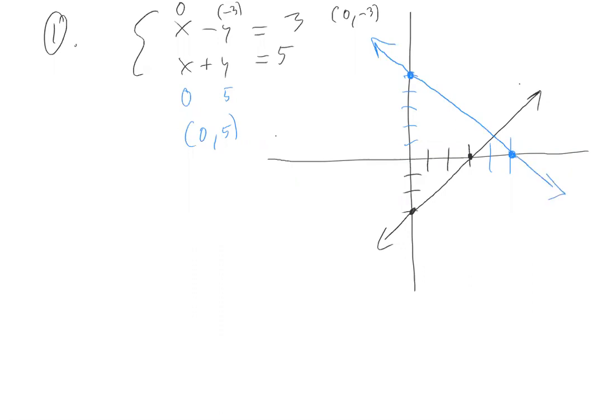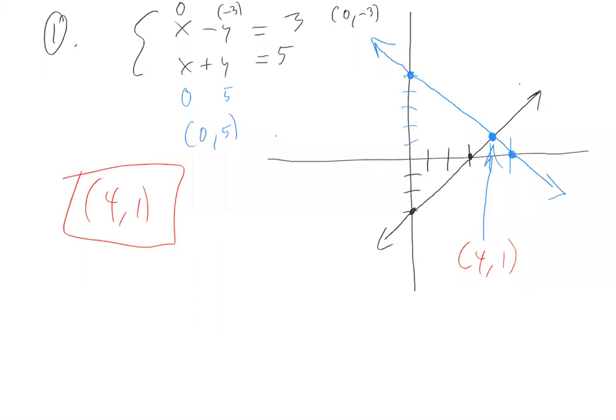Now, what we need to do is find out where that line crosses the other line. If you look carefully, you'll see that the lines cross each other right there, and the crossing point is (4, 1). The x value is 4 and the y value is 1. So the solution set where the lines cross each other is (4, 1). That's how you do problem number 1.